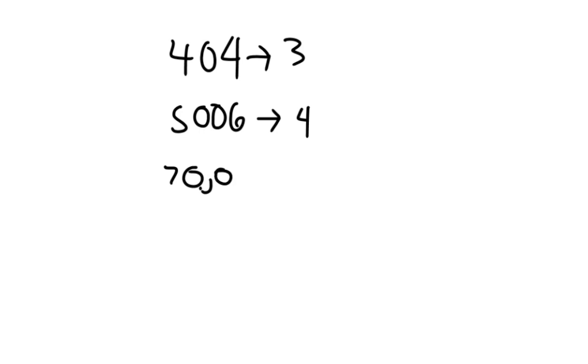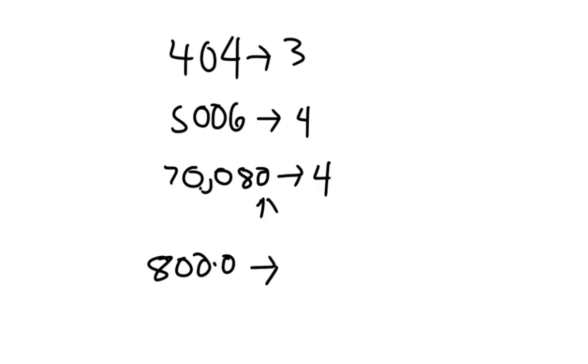What if 70,080? We're going to count it: 1, 2, 3, 4. We're not going to include the 0 from the right side because it has no decimal. So we got 4. Only if there's a decimal do we include it. Now if we have 50,060, we count from here, not including the 0 from the right side. So we got 4.